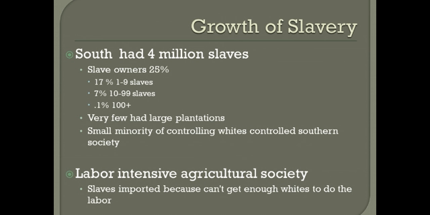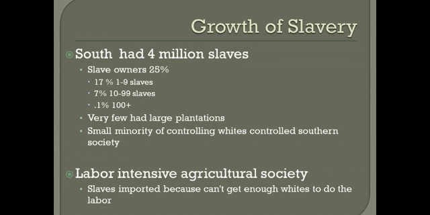Now, talking about the growth of slavery, this is a big, big issue. It's largely economic. As I've said in previous presentations, you can trace almost every major event back to an economic cause of some kind. So at this point, the South has about 4 million slaves. Slave owners are only 25% of the population. All right, 17% of the population had 1 to 9, 7% had 10 to 99, but only 1% had over 100 slaves. So you're talking about a very small percentage of society controlling most of it. You've got 1% of the population of the South controlling everything. So that's a big problem.